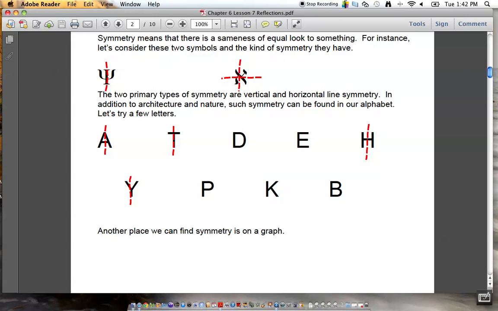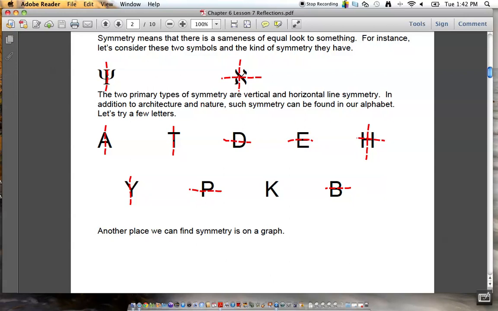Does A have horizontal? No. Does T? No. Does D? Yes. E? Yes. H? Yes. Y? No. P? No. I said yo. You said yes. I said no. K? She said no. B? All right.